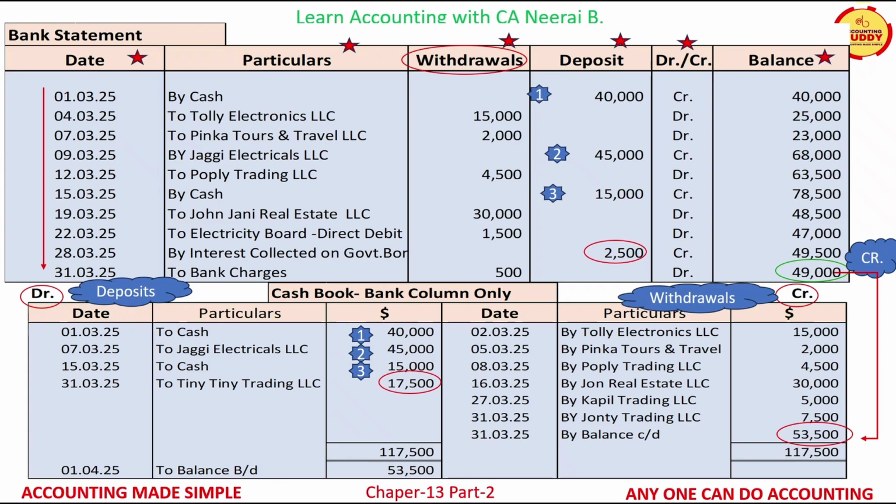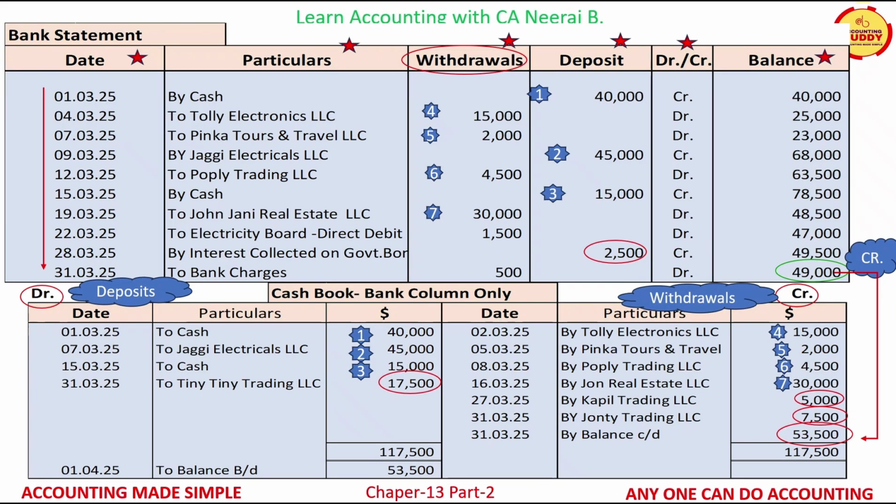In the same manner, now we will match the transactions on the credit side of the cash book with the transactions on the withdrawal side of the bank statement. Transaction number 4, 5, 6 and 7 are matching. Now two checks issued for $5,000 and 7,500 are only appearing in the right hand credit side or the withdrawal side of the cash book. It means these two checks are issued but not presented for payment with the bank as on 31st March 25.